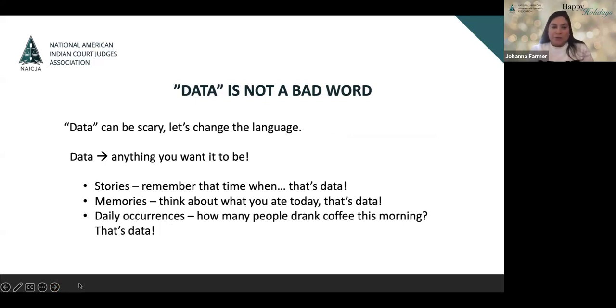Data is not a bad word. When we talk about data, it can be scary. So let's change the language a little bit. Data can be anything you want.